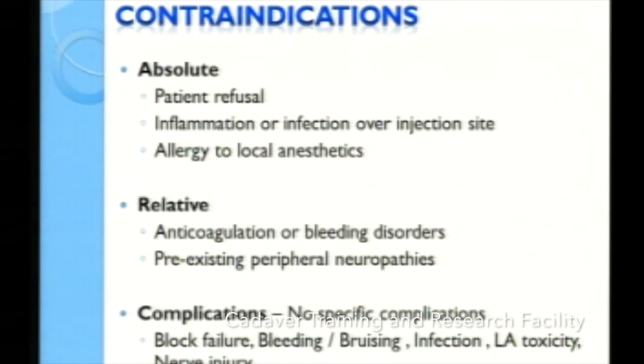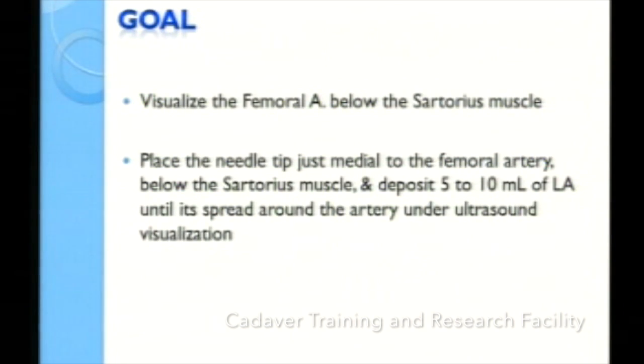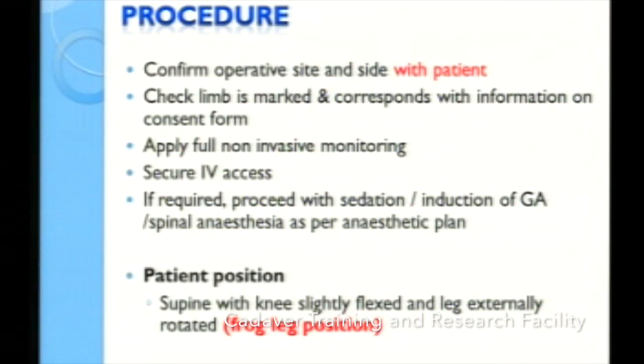The contraindications are the same as you will see in other nerve blocks, and there are no specific complications related to this adductor canal block. So the goal is to visualize the femoral artery below the sartorius muscle, place the needle tip just medial to the femoral artery below the sartorius muscle, and deposit 5 to 10 mL of local anesthetic until it spreads around the artery under ultrasound visualization. Coming to the procedure, how to perform it: confirm the operative site.